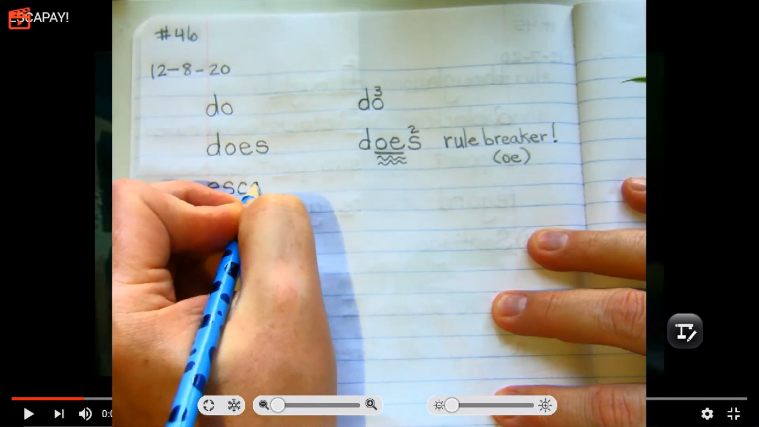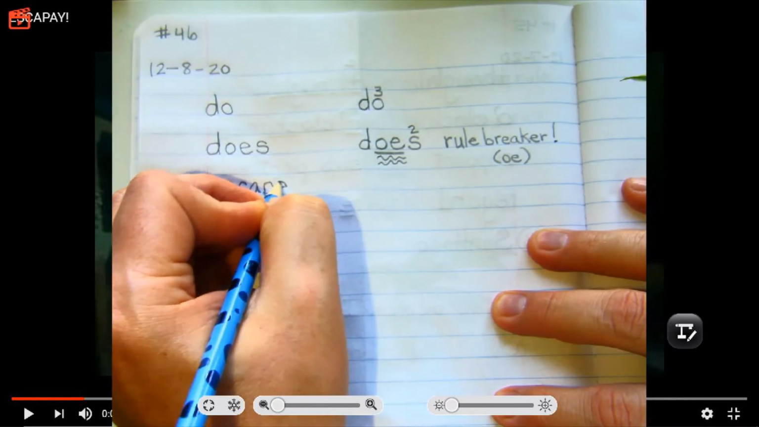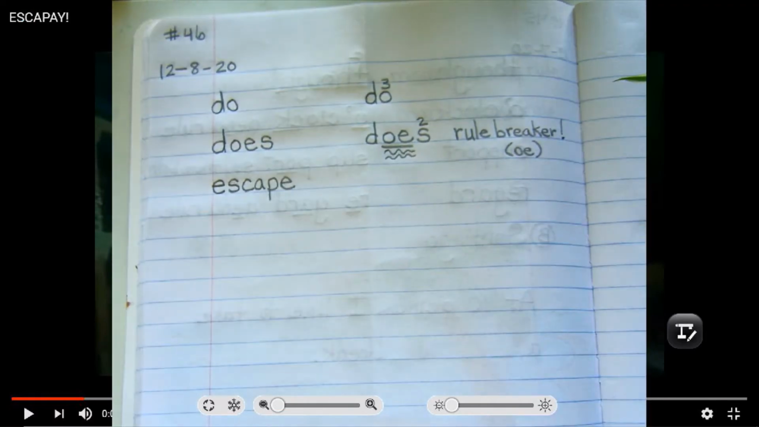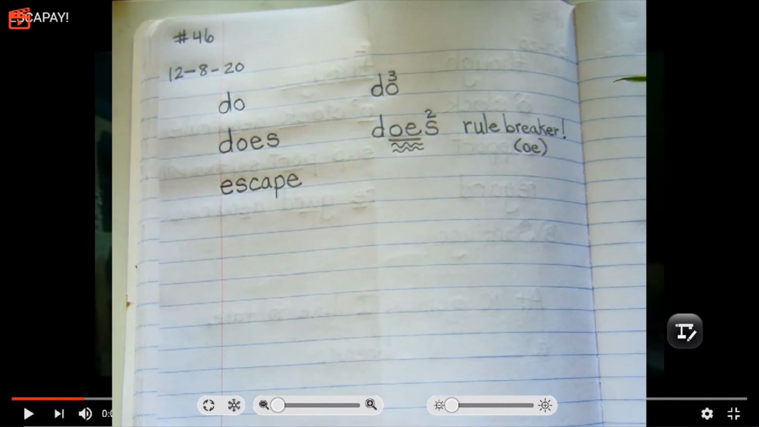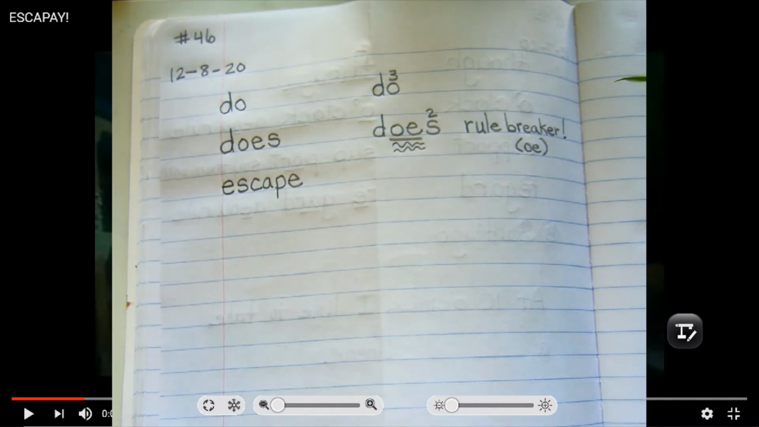So, if you followed along with that, our next word is escape. Escape. You cannot escape this spelling lesson with Mr. Long. Escape.